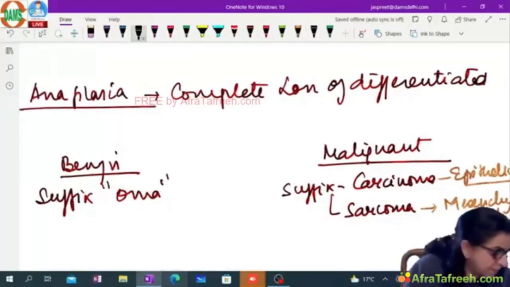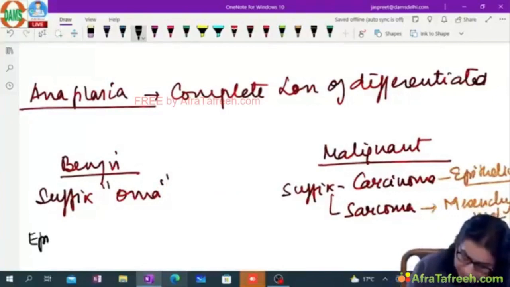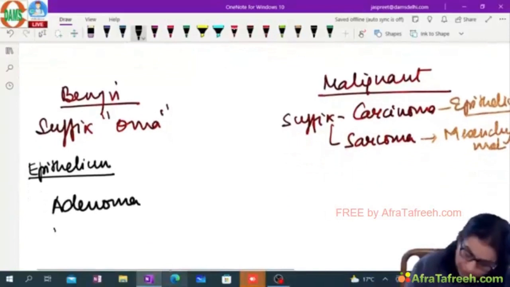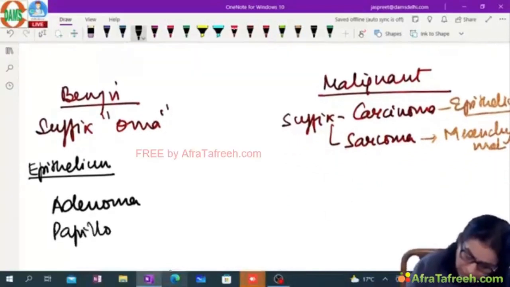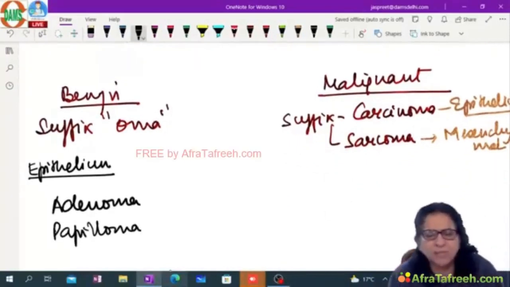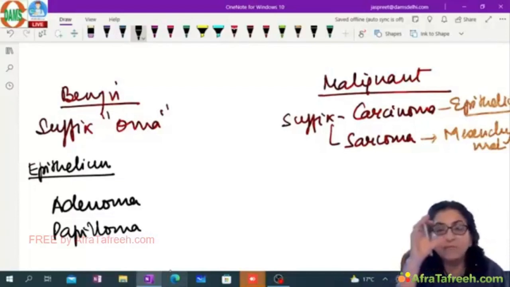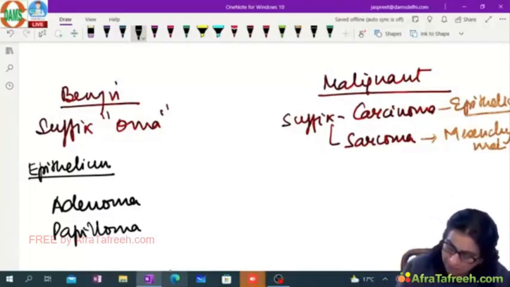Number one, let us see first epithelium. Benign tumors that arise from the epithelium are called adenoma or papilloma. Examples: squamous papilloma, transitional papilloma, or adenoma. What is an adenoma? A benign tumor that forms glands is called an adenoma.